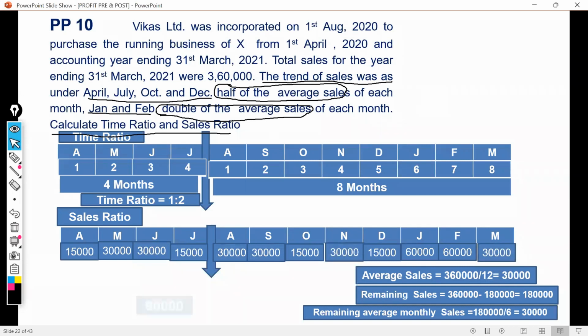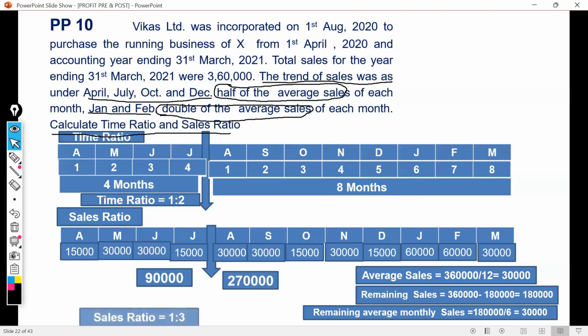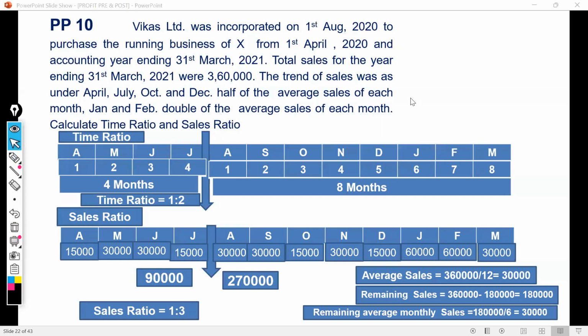After that, we add pre-sales 90,000 and post-sales 2,70,000. In this case, the sales ratio is 1:3.